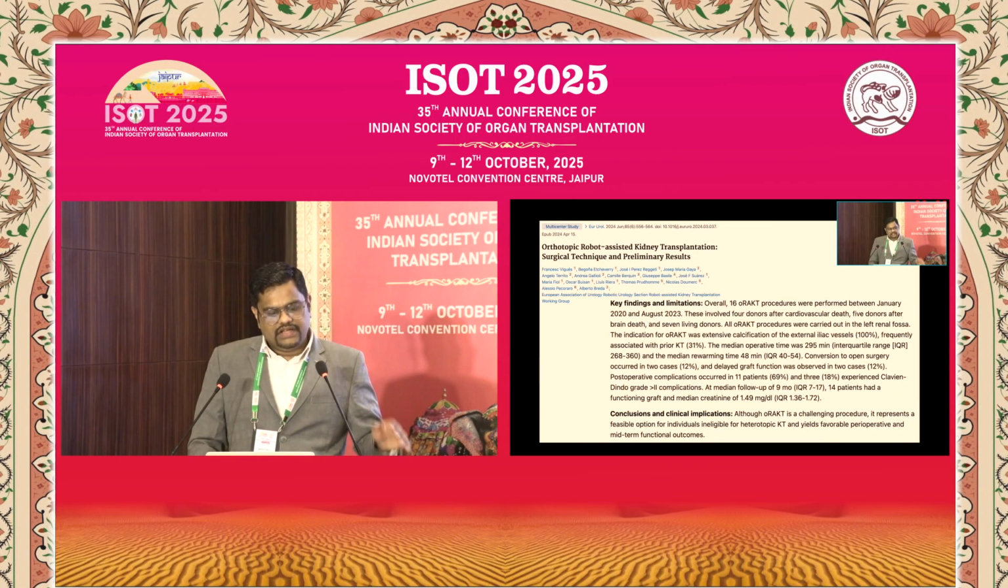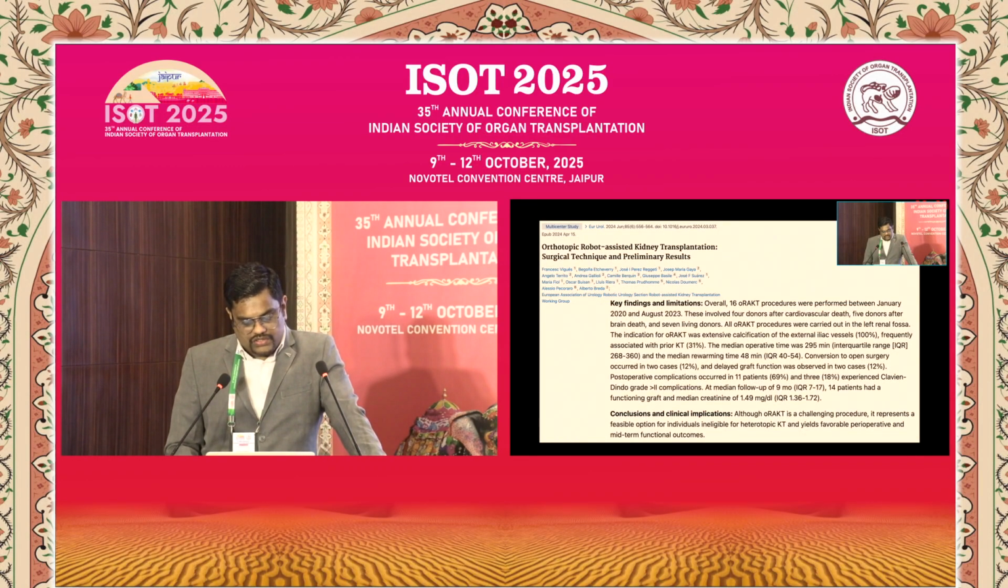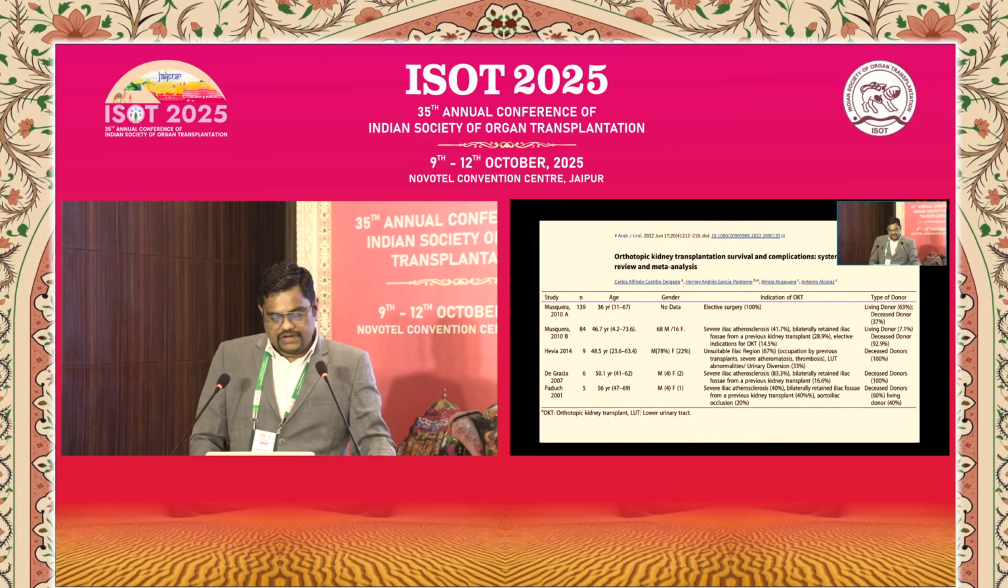And as you can see, this is the largest series of orthotopic robotic kidney transplant by Breda et al, and this is from the EAU robotic kidney transplant working group. They did 16 cases, and there was conversion to open in only 2 cases, but the outcome was also good. So this just shows the feasibility of doing orthotopic kidney transplant robotically.